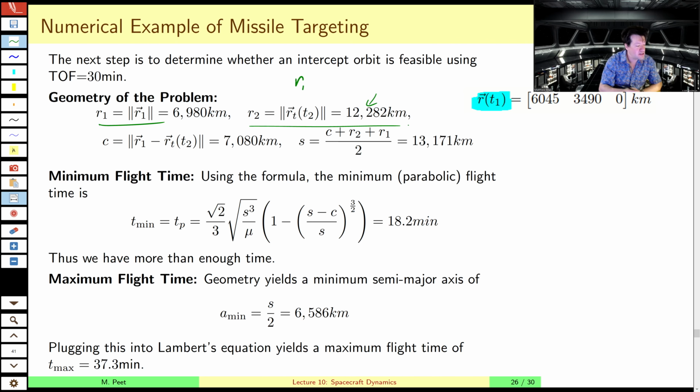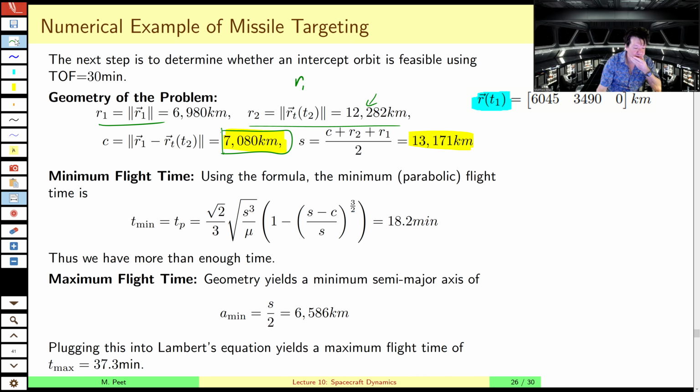We can now calculate those geometric parameters, particularly the chord length. We find the difference between these vectors and take its norm. So the chord length is 7,000 kilometers. We find the semi-perimeter, which is just the chord length plus R2 plus R1, divided by 2. So the semi-perimeter is 13,000 kilometers. Now we're ready to initialize our bisection algorithm.